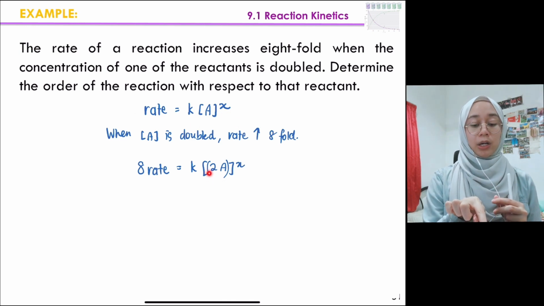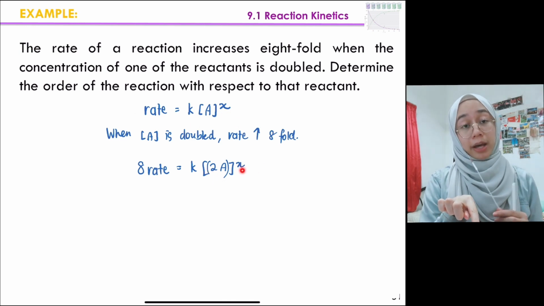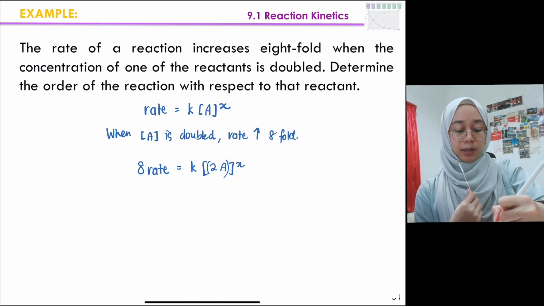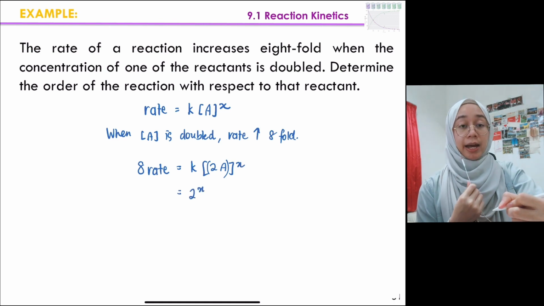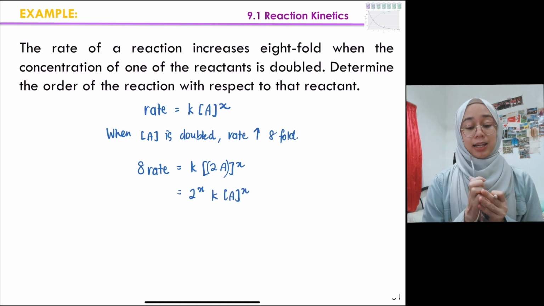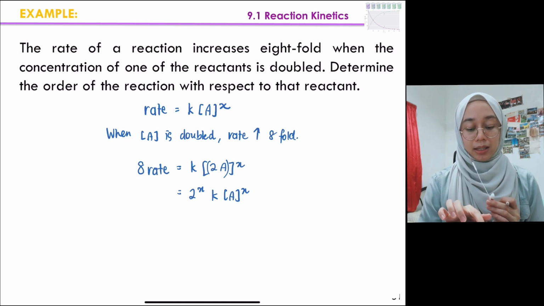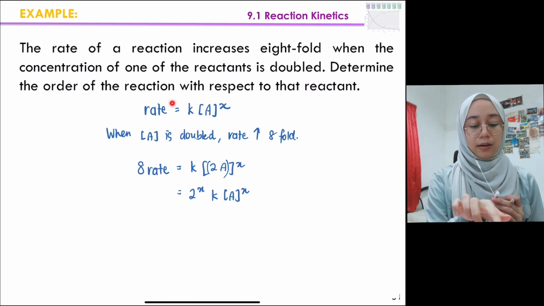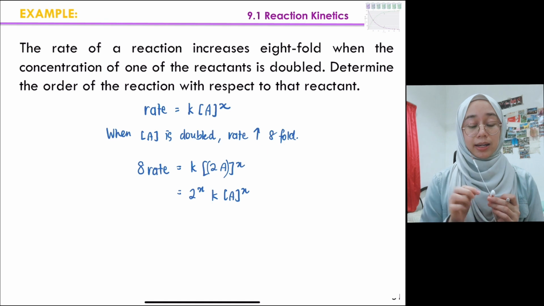Tapi jangan lupa 2 dekat sini pun to the power of X juga. So that is why bila kita bawa keluar tu, bawa sekali dengan X dekat situ. Okay, and then yang belakang ni remain the same then. So A, X dekat sini. Okay, jadi as you can see, this part here adalah rate yang pertama tadi kan.